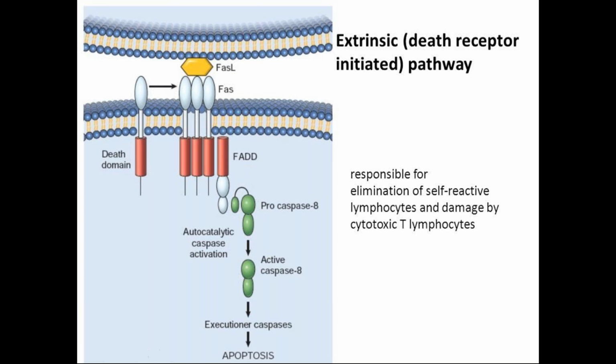This Fas associated death domain activates an inactive enzyme known as pro-caspase 8. This pro-caspase 8 is activated into active caspase 8. This active caspase 8 then in turn activates execution caspases, which leads to apoptosis. This autolytic caspase activation occurs from pro-caspase 8 to caspase 8. So activation of this Fas ligand or Fas receptor is responsible for the extrinsic pathway, and this is responsible for elimination of self-reactive lymphocytes and damage by cytotoxic T lymphocytes.